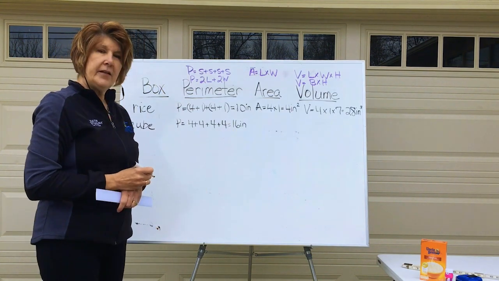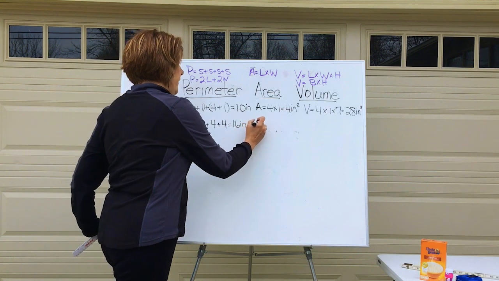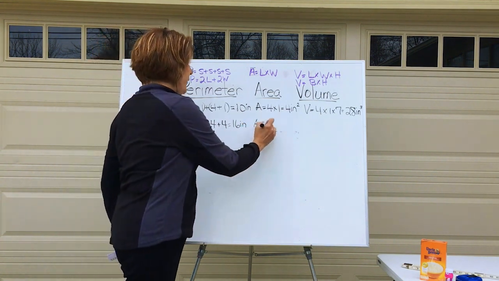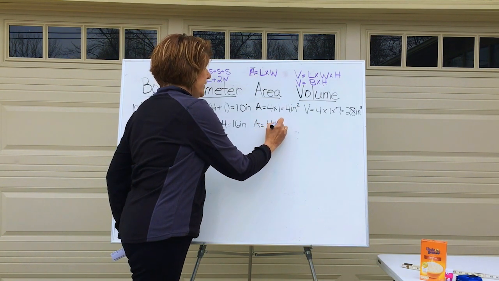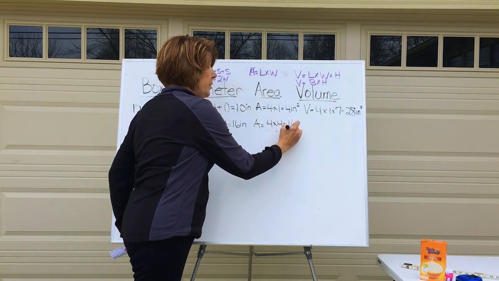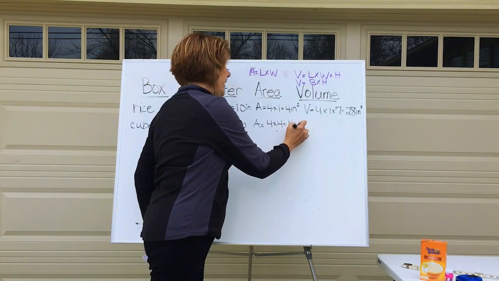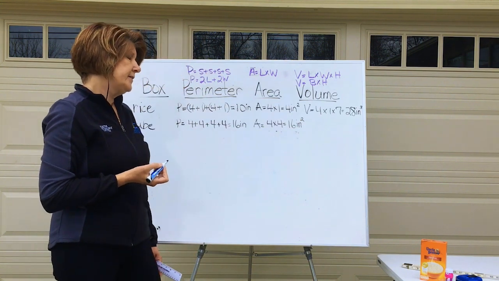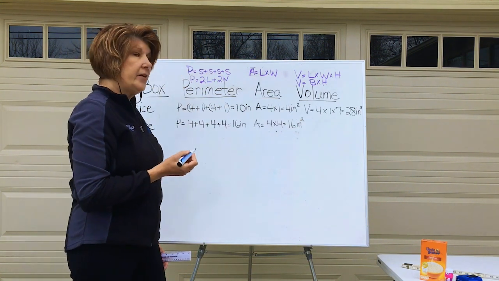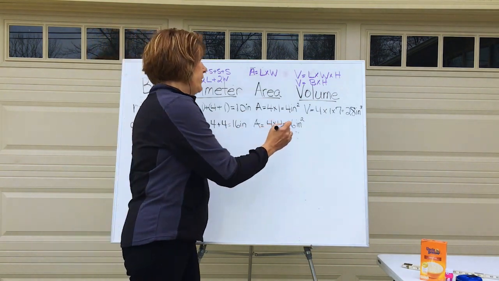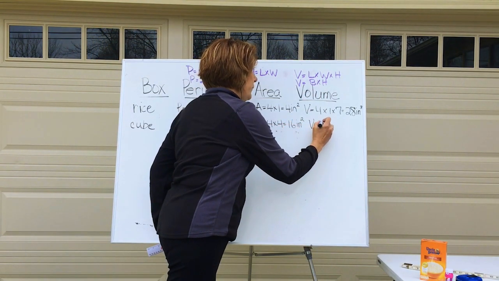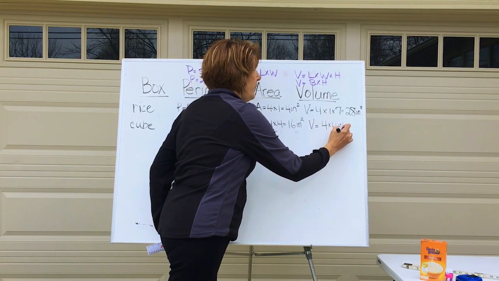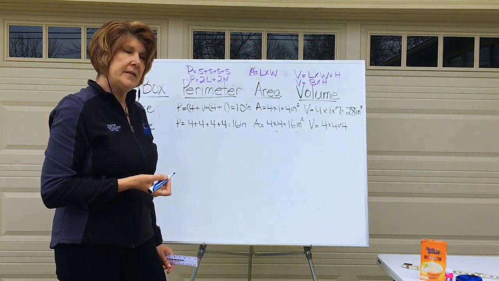Great. Let's calculate the area. Area, we said, length and width are both still 4. So 4 times 4 equals 16. But now our units, because it's area, are inches squared, we multiplied inches times inches. And let's go ahead and calculate our volume. Our volume would now be 4 times 4 times 4. Each one of these sides is the same length.